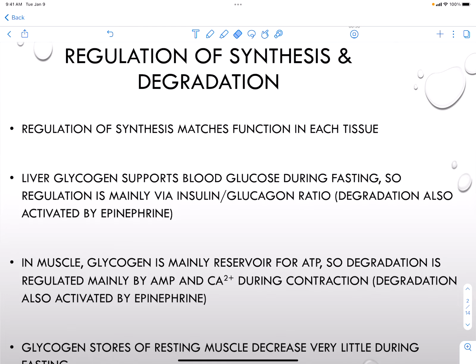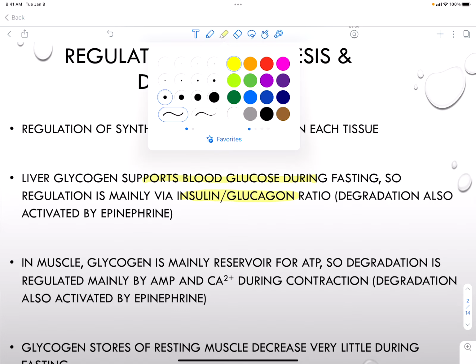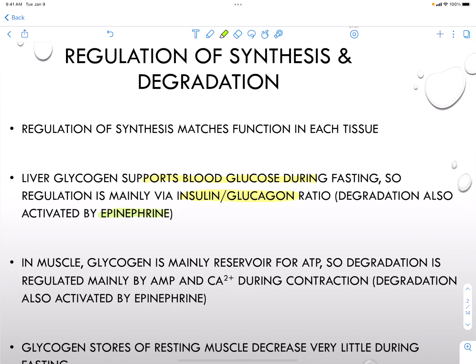Liver is going to use glycogen during the fasting stage and between meals to support blood glucose, so it's going to help to maintain blood glucose levels. Regulation, therefore, in the liver is going to be on insulin and glucagon. Insulin, of course, will always override glucagon, but during the fasting state and between meals, glucagon is really going to drive glycogen degradation. Now, degradation in your liver is also going to be activated by epinephrine in the absence of insulin as well, so as needed, fight or flight type of situation. So epinephrine can also stimulate the breakdown of glycogen stores.